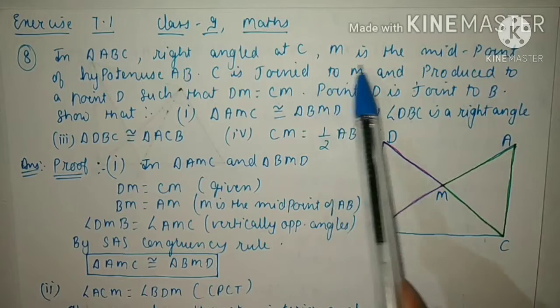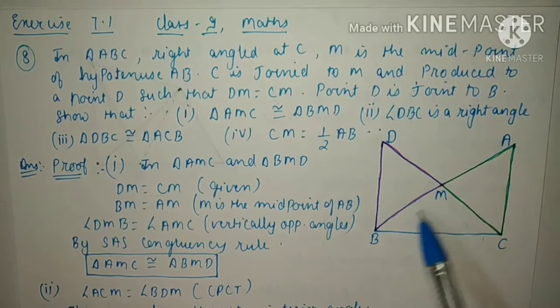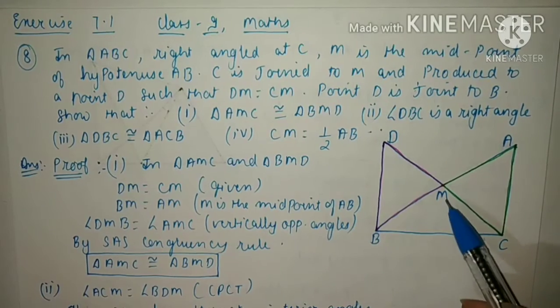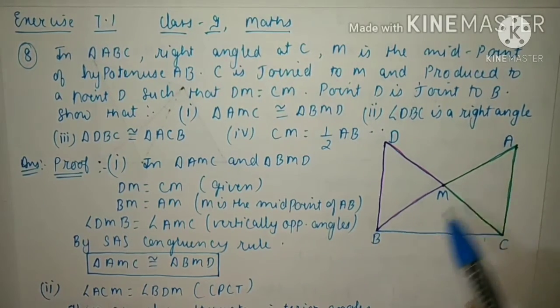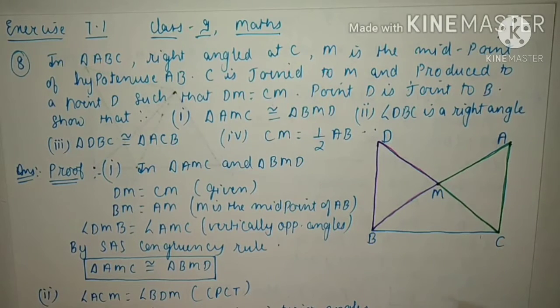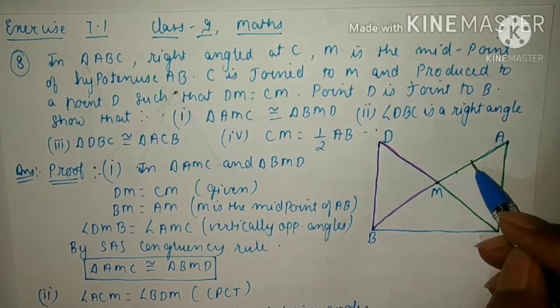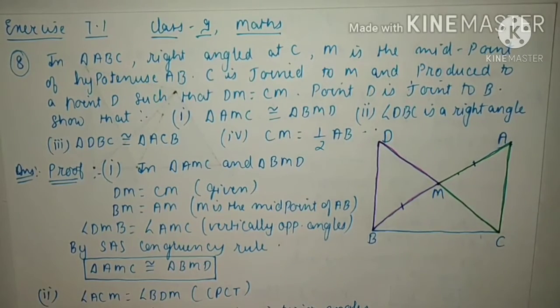Now it is given that M is the midpoint of hypotenuse AB. This is the hypotenuse of the triangle and M is the midpoint of this hypotenuse AB. That means if M is the midpoint, then AM is equal to MB. That means this part is equal to this part.